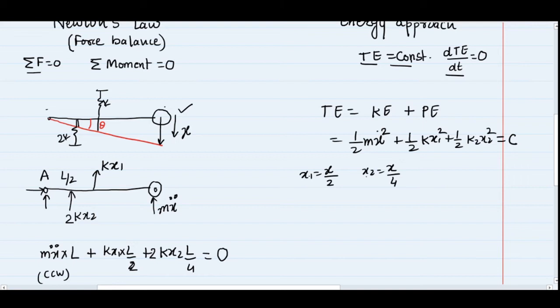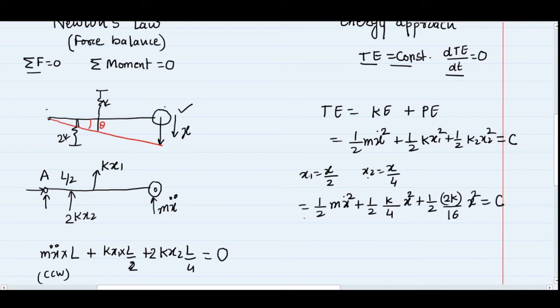When I replace x1 and x2 in this equation, my equation will become half m x dot square plus 1 by 2 k by 4. This x1 is half, so k by 4 x square, plus this 1 by 2 and 2k, and this x2 is x by 4, so there will be a 16, x square, that will be constant.